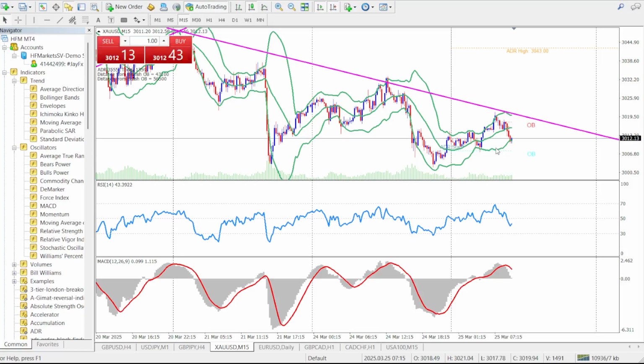The ADR order block finder indicator for MT4 is quite an effective tool for spotting trends and tracking market movement. So it's best used with other indicators to fine-tune trading strategies.